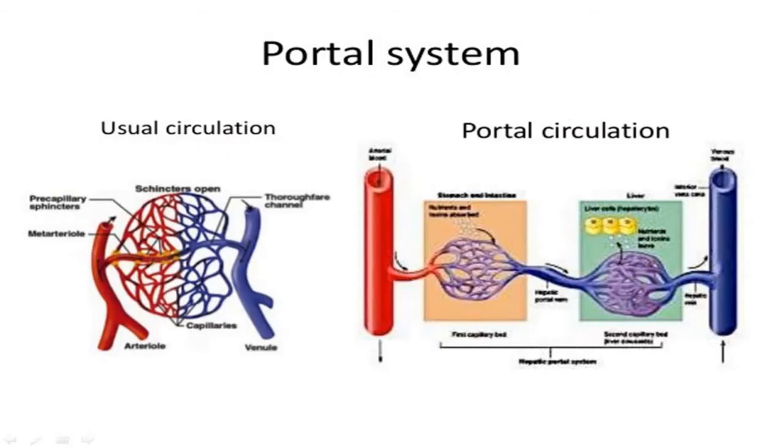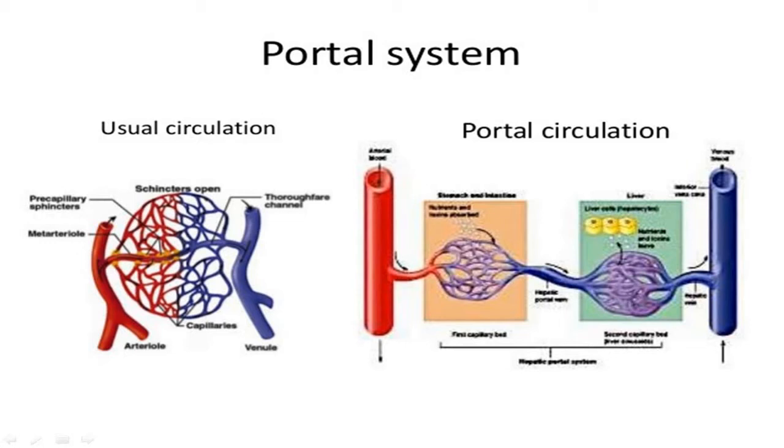Now, what is portal system? Usually, arteries break up into arterioles, arterioles then break up into capillaries, capillaries fuse to form venules, and venules fuse to form veins. But in case of portal system, arteries break up into arterioles, arterioles break up into capillaries in some organ of the body. Then these capillaries fuse to form venules and vein.